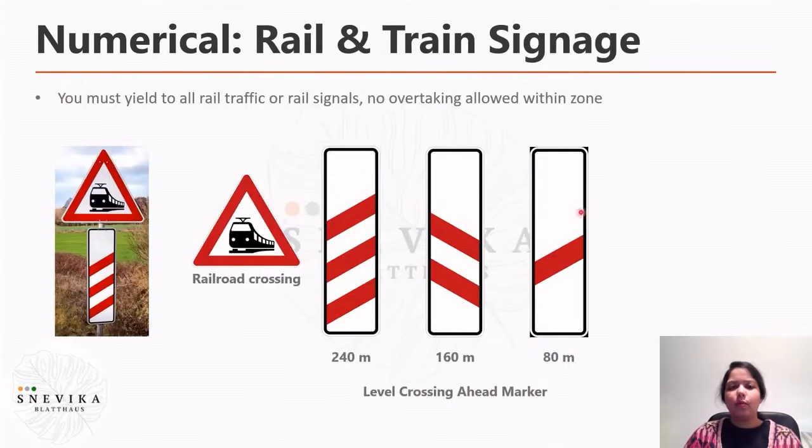These are also kind of the numericals because you have to remember these numbers. So this is a sign before a railway crossing or a level crossing. So this will start when your car is 240 meters away, then 160 meters, then 80 meters. These are the multiples of 8. 8, 16, 24. And also one more thing which you need to remember with these signs is as soon as you see the first sign, you should stop overtaking.